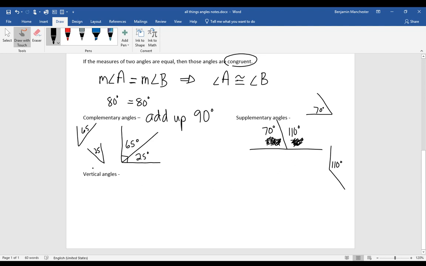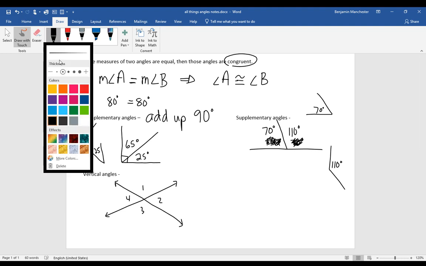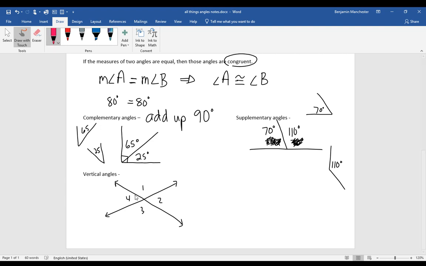Now the last one, and a very important one, is a vertical angle. When two lines or two segments cross, they make four angles. Can you see the four angles that they make? They make angles 1, 2, 3, and 4. Vertical angles are in a very special place. They are across from each other. So angle 4 and angle 2 are vertical angles because they're in a vertical position. Even though they're technically horizontal to each other, they're still called vertical angles.